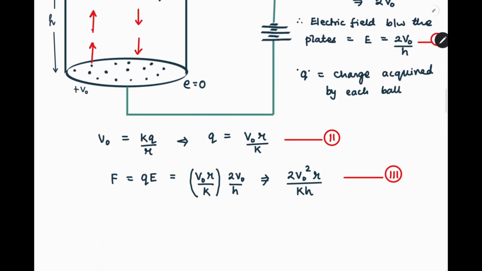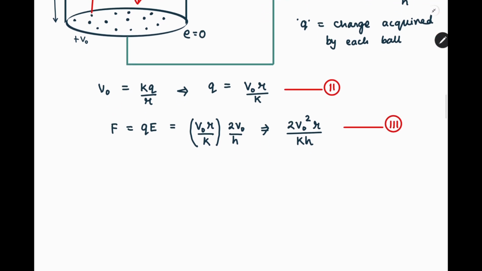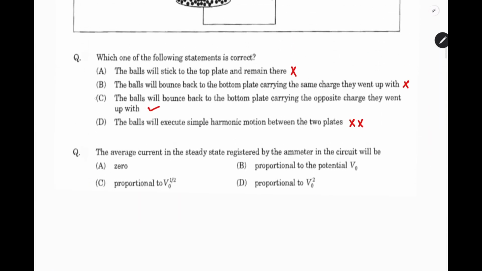The force is a constant, so the acceleration value is constant. We obtained a constant value of acceleration, F equal to QE. If we obtain the value for acceleration, it is not proportional to x. So the acceleration which we obtain is 2 V naught square R by MKH. There is no proportional relation to displacement from the mean position. So it is not executing SHM, and hence alternative C is correct for this particular problem.